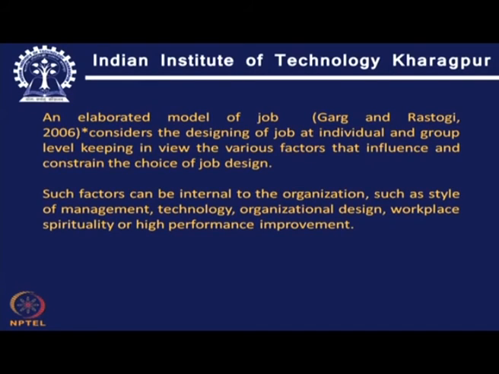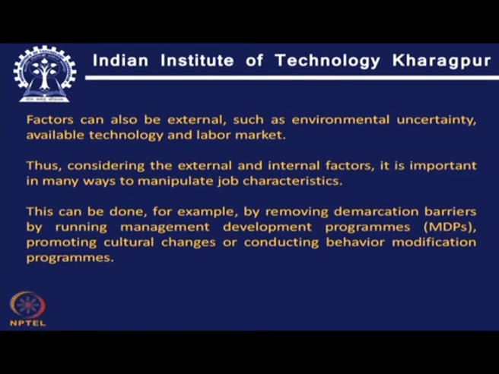We will look into an elaborated factor model of job design, which considers designing of the job at the individual and at the group level, and keeps in view the various factors that influence, and the constraints in, the job design. These factors could be internal or external to the organization, like environmental uncertainty and so on. By considering these factors, we can take many ways to manipulate the job characteristics present, and then by promoting cultural changes and behavior modification techniques.